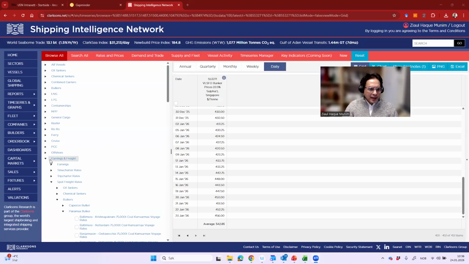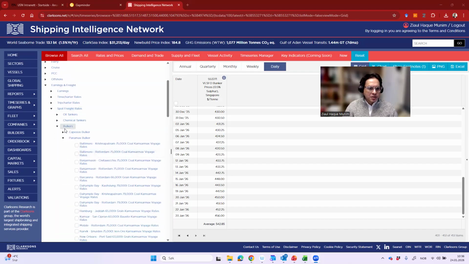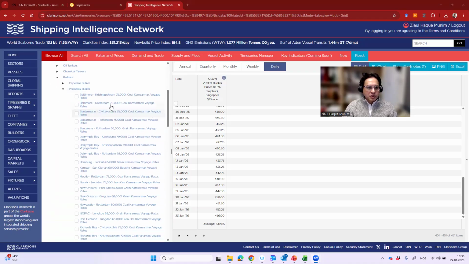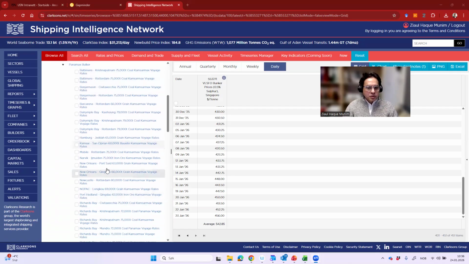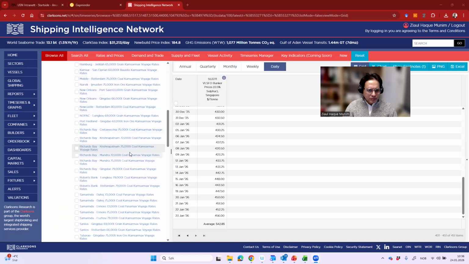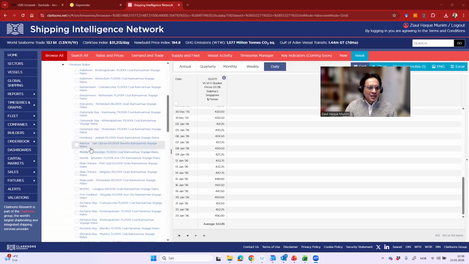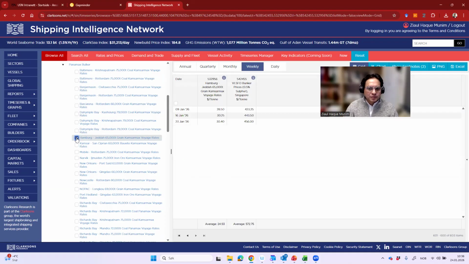Again in Clarkson, I came under earnings and freight, then I went under spot freight rates, then under bulkers, and under Panamax bulker. So here you can see the different Panamax bulker routes. We can pick any one of them. So let's say I pick this one. Here you see Hamburg to Jeddah.